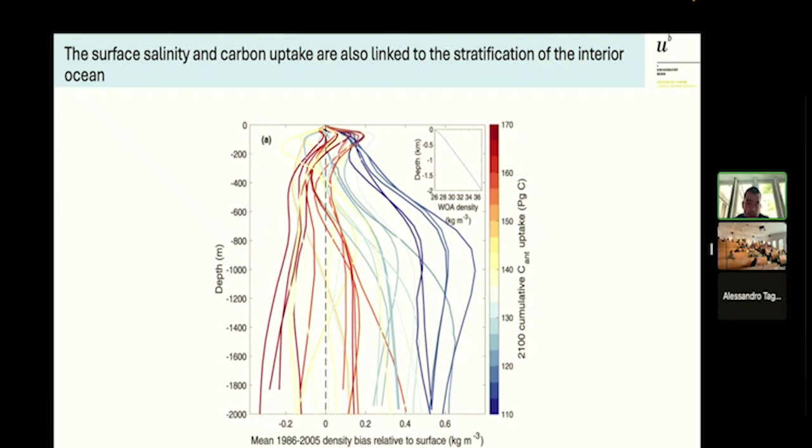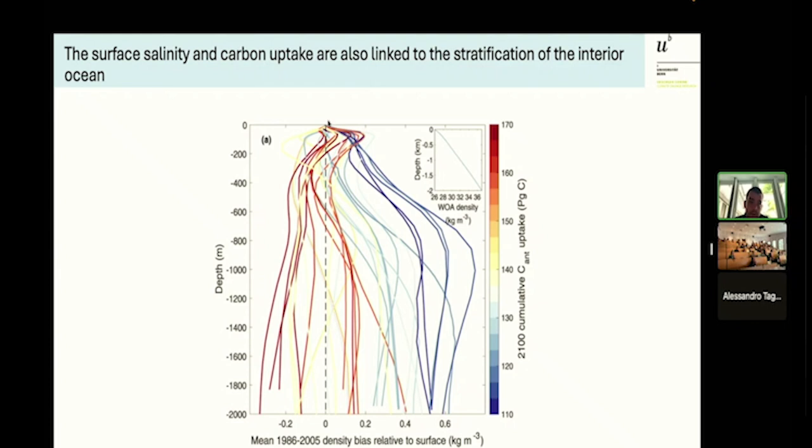So the colors show the cumulative uptake in the Southern Ocean, excluding the sea ice zone. That's why the numbers are a bit smaller, until 2100. So red means high uptake and blue means low uptake. And this mean density bias relative to the surface means the difference to the observed density gradient. So it means that there's a larger gradient in these models and a lower gradient in these models.